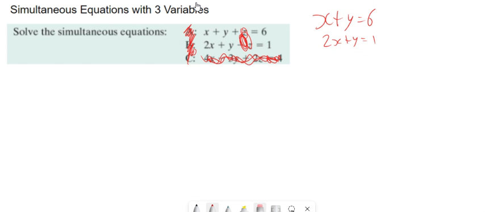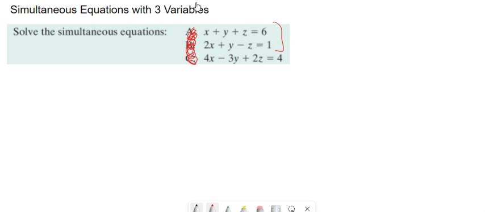But these are more complicated then. They've got three variables in them. So we've got an x, a y, and a z. We're just going to get rid of the a, b, c. They don't really matter. Now I'm just going to take the first two first, and write them out. So x plus y plus z is equal to 6, and 2x plus y minus z is equal to 1. And we're just going to make the z's cancel out.